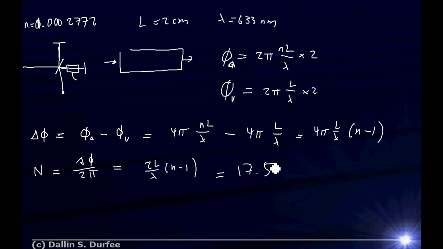So there's my answer, and this shows that interferometers can be extremely sensitive. Changing the index of refraction a tiny, tiny bit, we get 17.5 fringes, which is very easy to measure. And we're done.